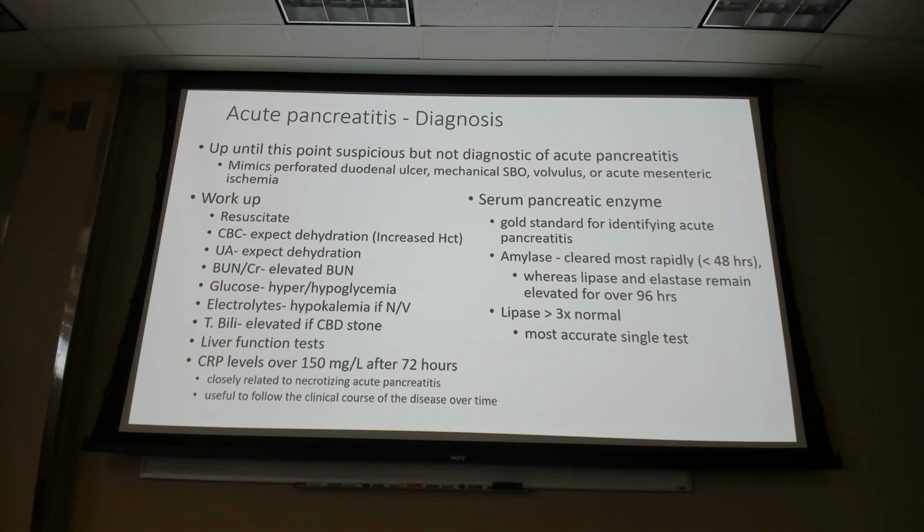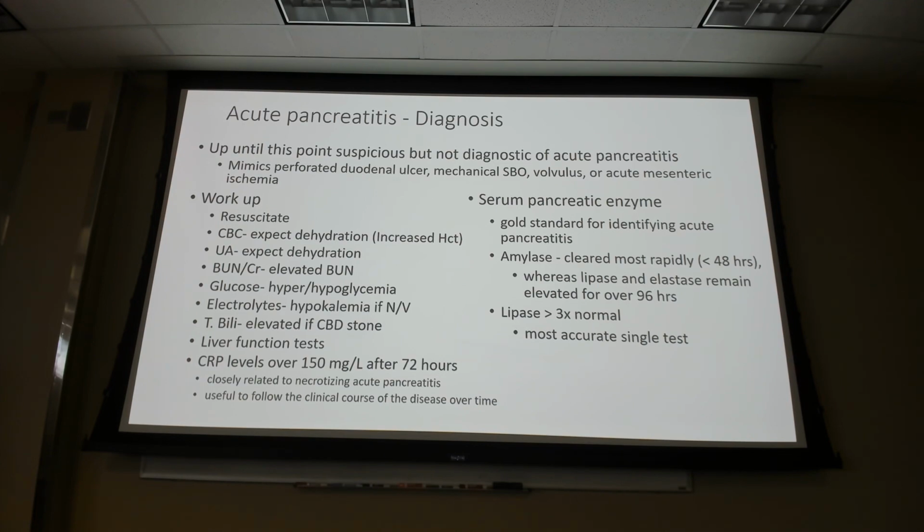Obviously, a lot of these patients will have some sort of underlying comorbidity, especially alcoholism, but some of them may be pre-diabetic, so you can see hyperglycemia in some patients. And if they've had prolonged nausea and vomiting or PO intolerance, then you may see a hypokalemia. If their bilirubin is elevated, then you need to think about a stone, which is why an ultrasound is a helpful test for this. And then we get our liver function tests.